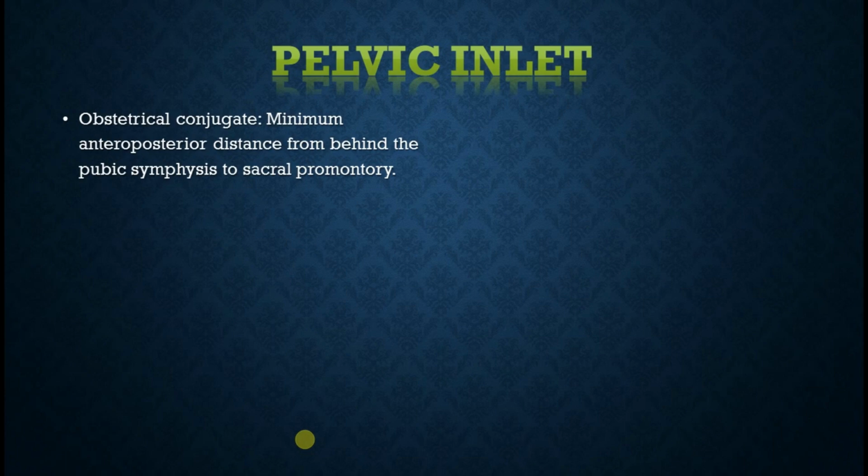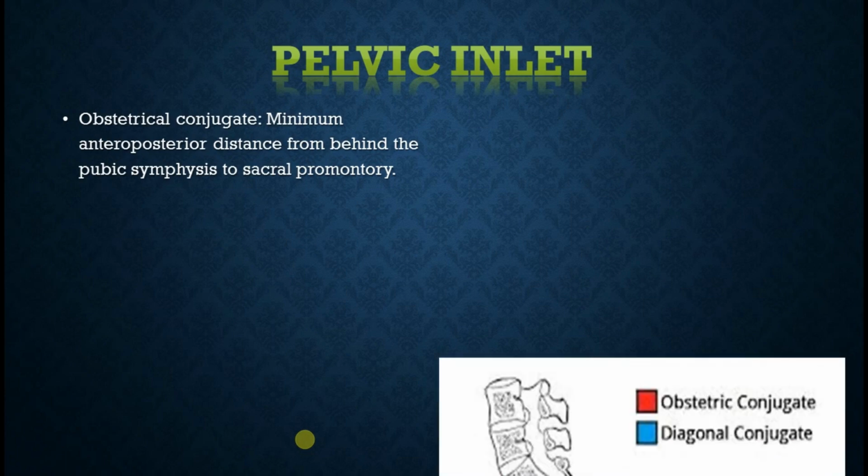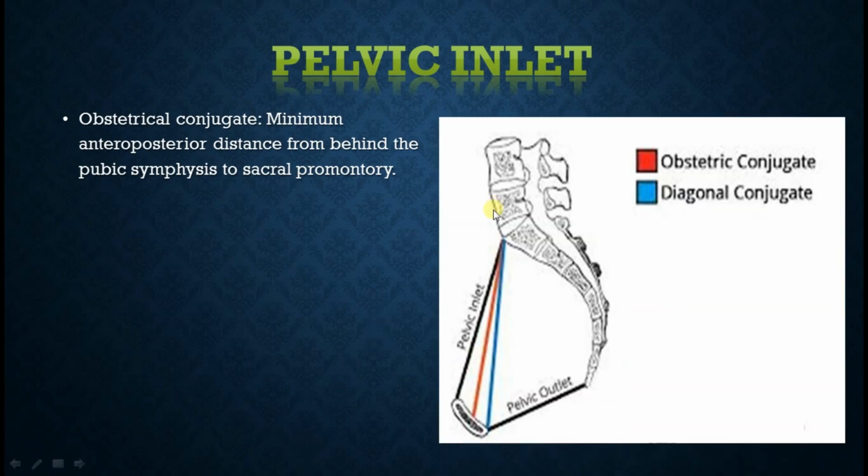One more conjugate you have is the obstetric conjugate, which is the minimum antero-posterior diameter. Instead of from the upper border, you take it from the inner part of the pubic symphysis to the sacral promontory. This minimum antero-posterior diameter gives the obstetric conjugate, which is 0.5 centimeters less than the anatomical conjugate from behind the pubic symphysis to the sacral promontory.